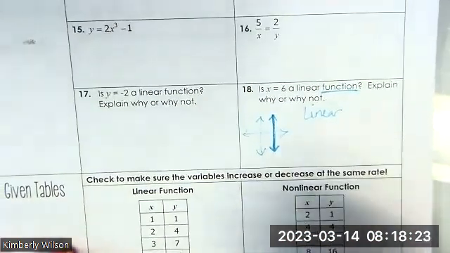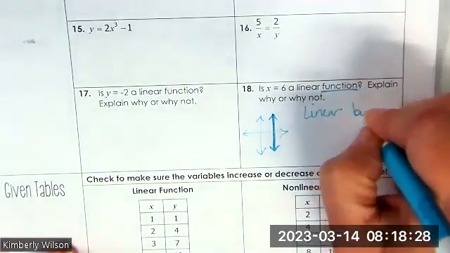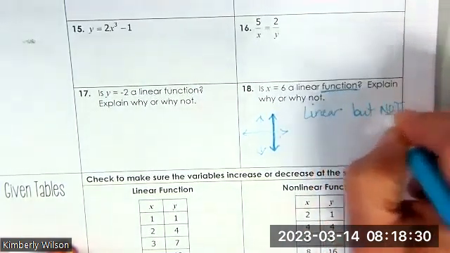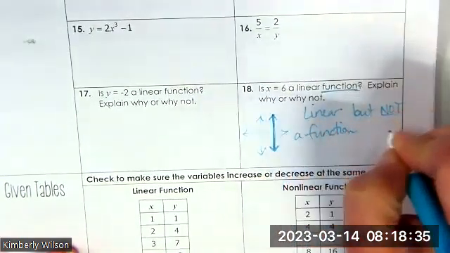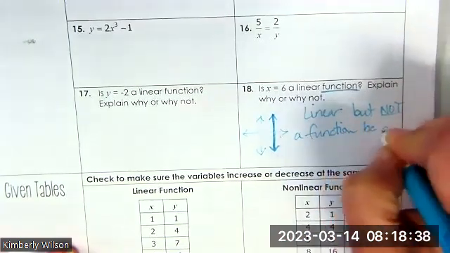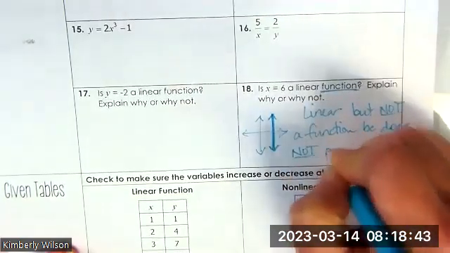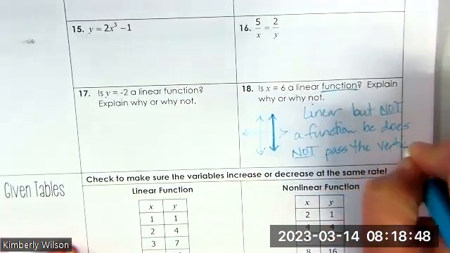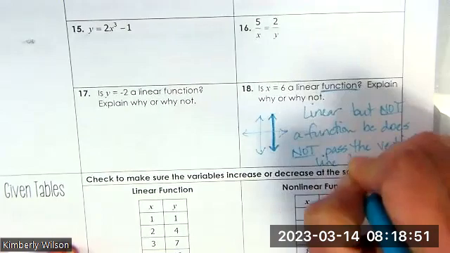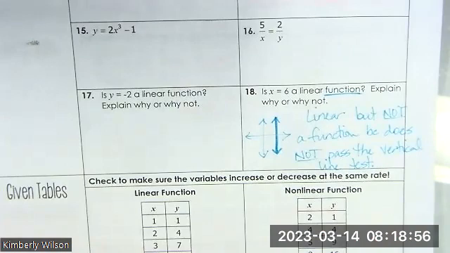Remember, it's got to pass the vertical line test for it to be a function. So this is linear, but not a function because it does not pass the vertical line test. Next example.